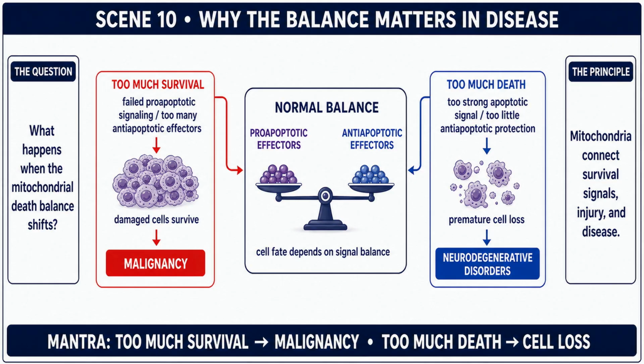The opposite imbalance can also be harmful. If apoptotic signaling is too strong, or anti-apoptotic protection is insufficient, cells may die prematurely. The section gives neurodegenerative disease as an example of the kind of problem that can result. Mitochondria therefore sit at a point where metabolism, injury, and cell fate converge.